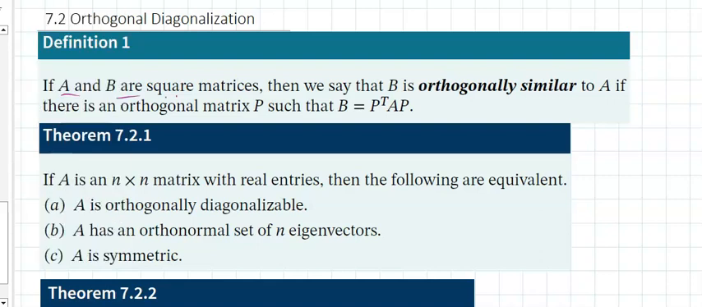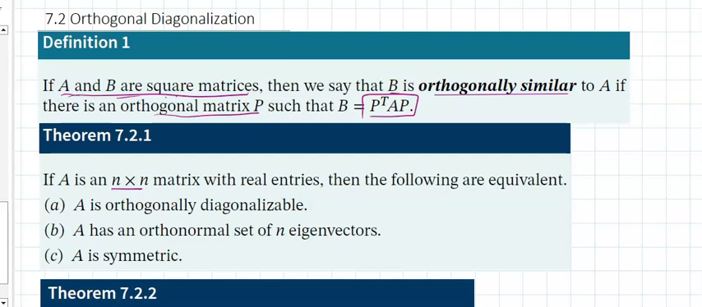are square matrices, then we say that B is orthogonally similar to A if there is an orthogonal matrix P such that B can be written as P transpose A P. And I think you know where this is going.